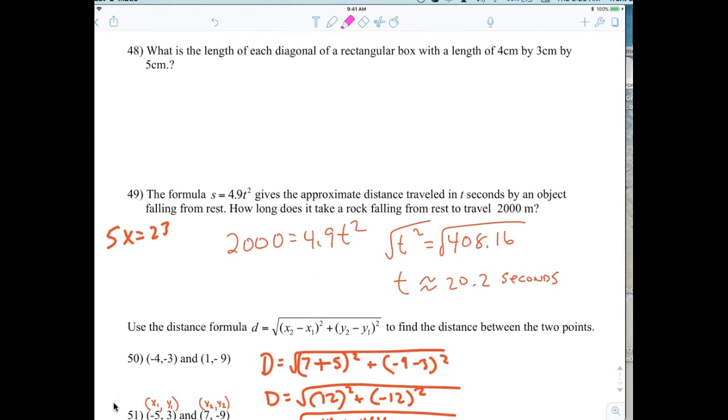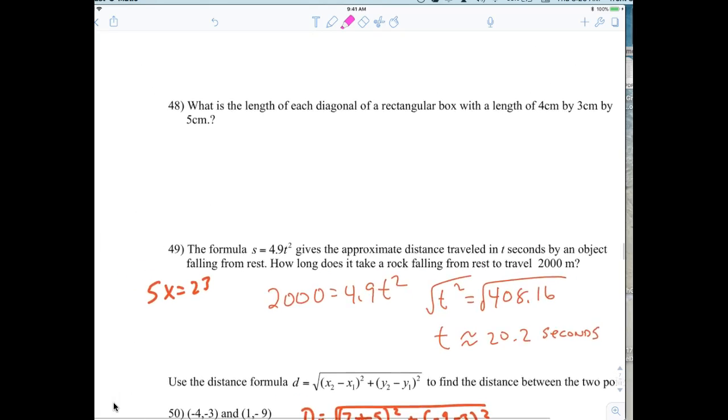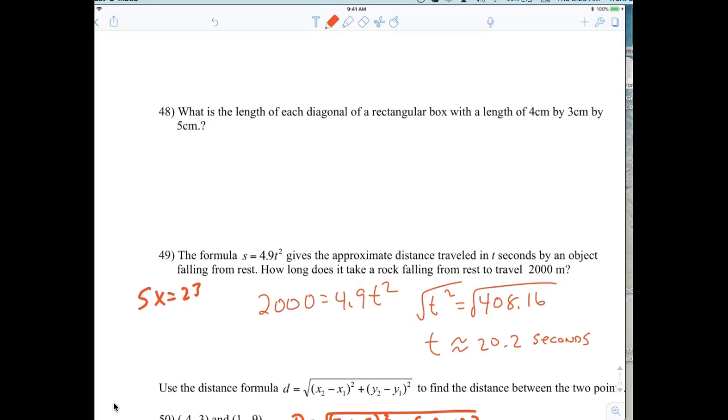Now, I want to talk about 48. 48 is something that is not going to be on the test, but take a look at it because it is a nice introduction to three-dimensional geometry, which is a fascinating topic also. It says, what is the length of each diagonal of a rectangular box that is 4 centimeters by 3 centimeters by 5 centimeters?